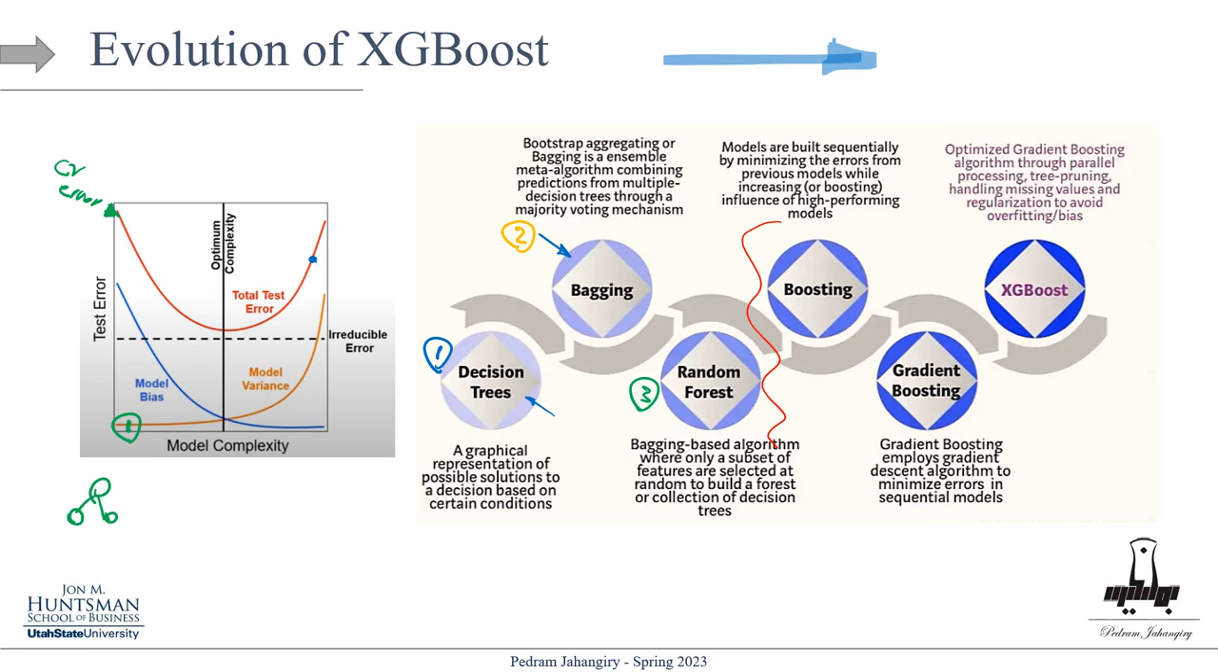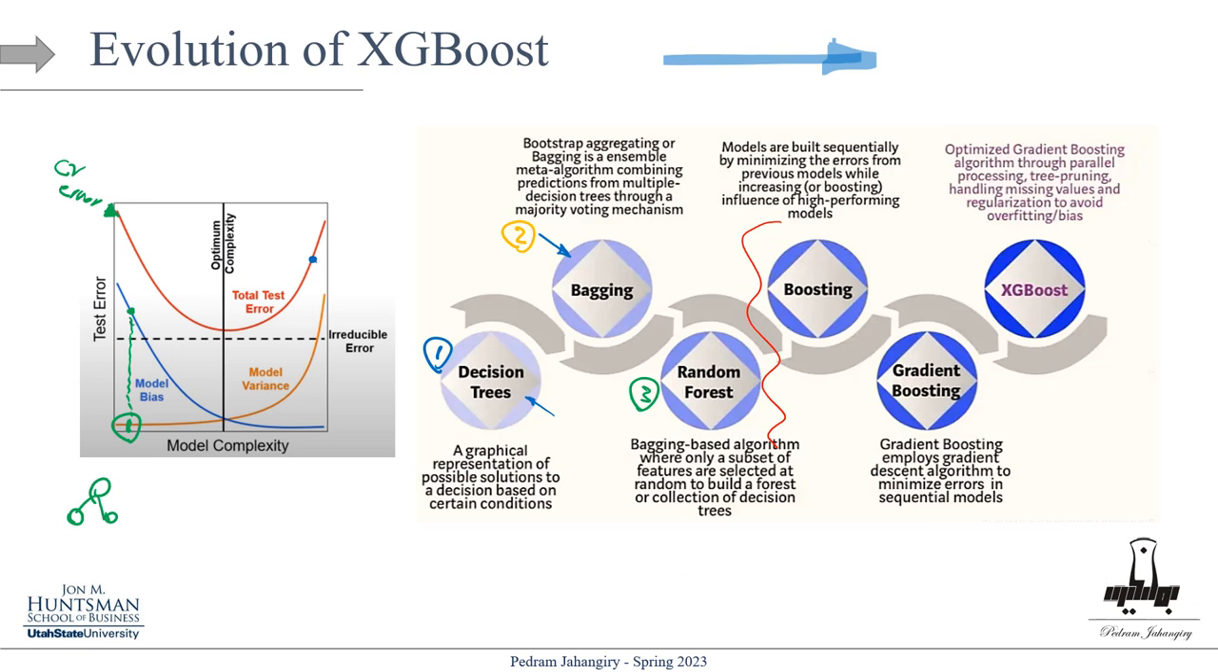Because the model is not complicated, and different samplings are not going to give you different answers. So most probably the model variance is going to be very small. But the problem is that on average, this model is not capturing anything. So the model bias is going to be so high. Okay. So the idea of boosting is that it focuses on this bias part, instead of focusing on the variance part, right?